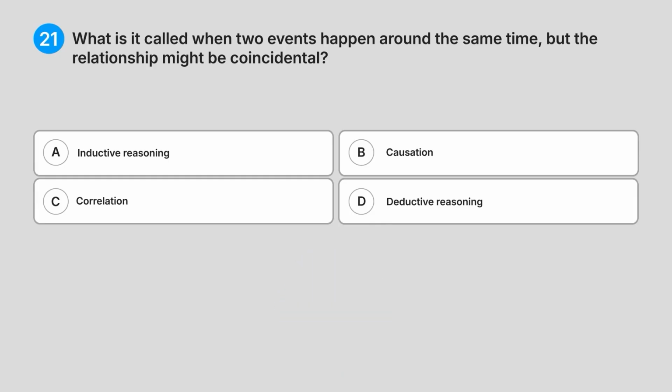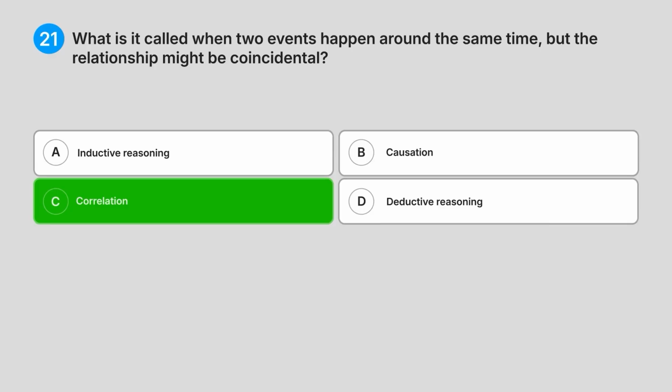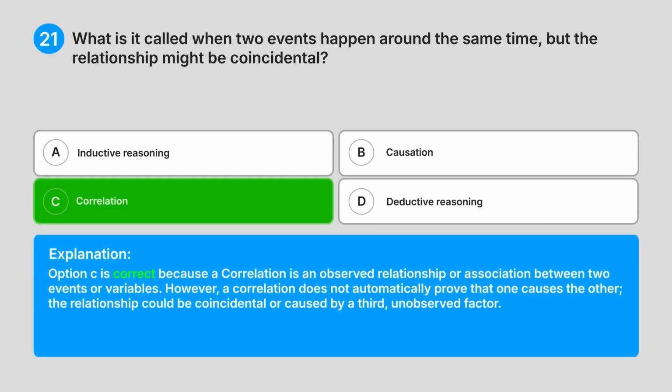Correct answer, C. Correlation. Explanation. Option C is correct because a correlation is an observed relationship or association between two events or variables. However, a correlation does not automatically prove that one causes the other. The relationship could be coincidental or caused by a third unobserved factor.